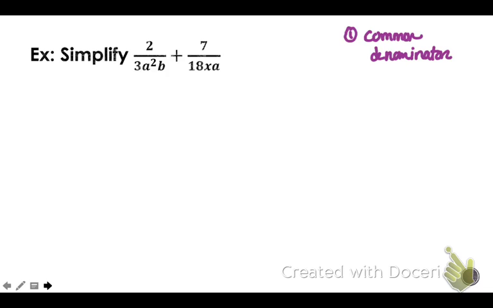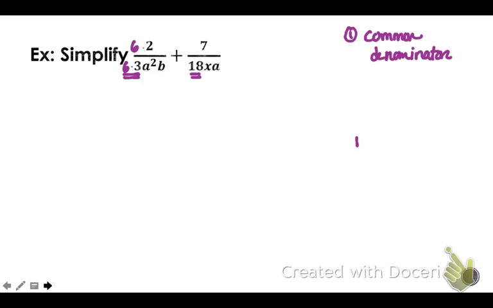So first, if I look at the number 3 and the number 18, what is the least common multiple that 3 and 18 can both go into? And the answer to that is 18. So the fraction on the right already has an 18 in the denominator. We need to multiply the fraction on the left by 6 to give that a denominator of 18. Remember, whatever you do to the bottom, you also do to the top. So in both of these fractions, we now have a denominator of 18.